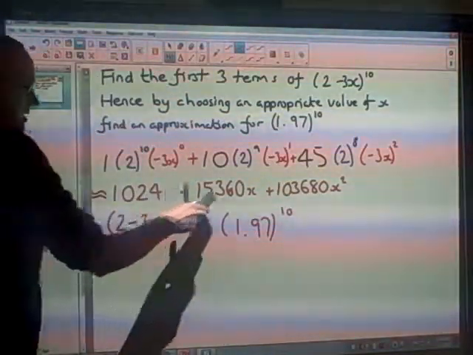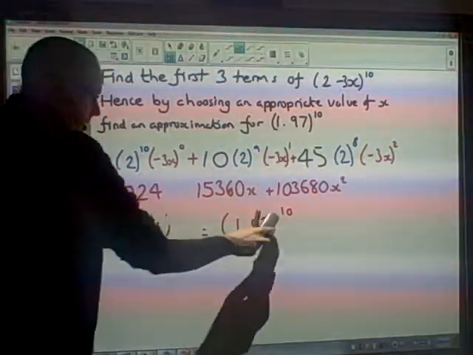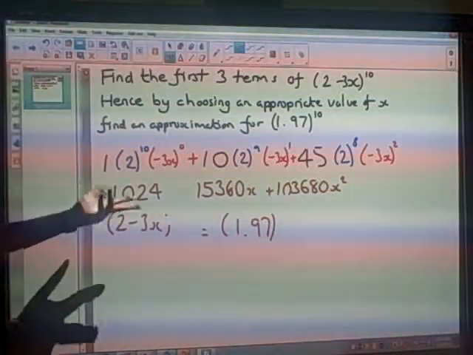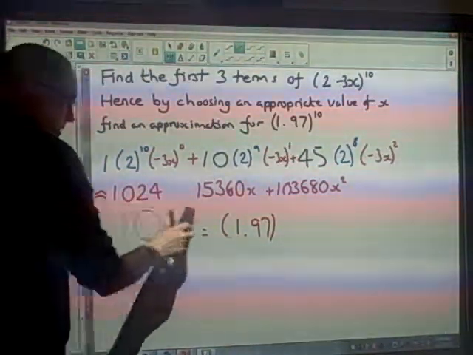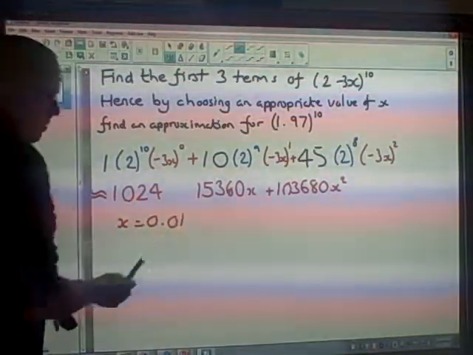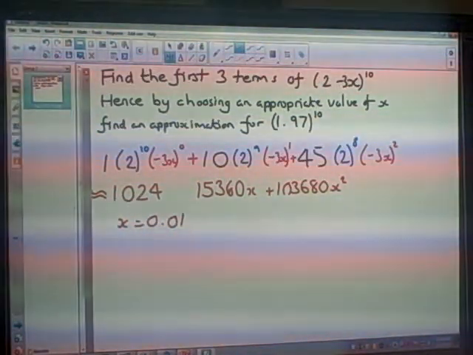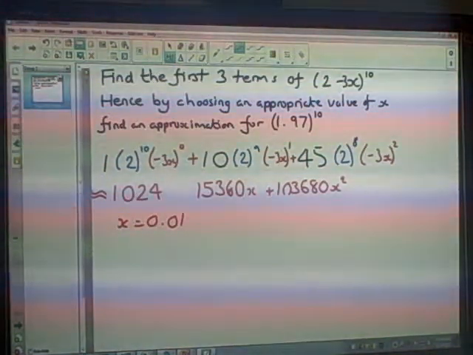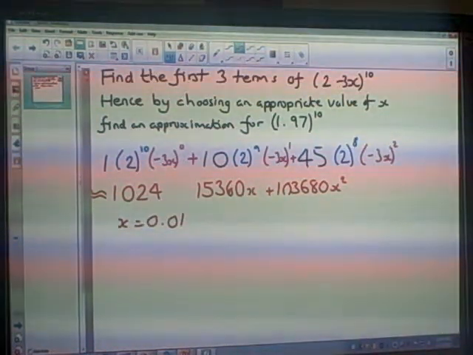So first of all, if they have the same exponents, the bases must be the same. So I can get rid of that. And then if I solve this for x, what I find out is that x turns out to be 0.01. Now, for most of the questions you're going to do, x is either going to be 0.1, 0.01, or 0.001.